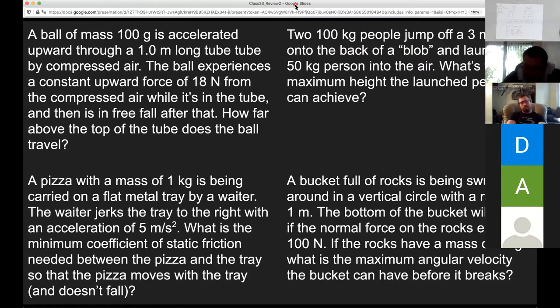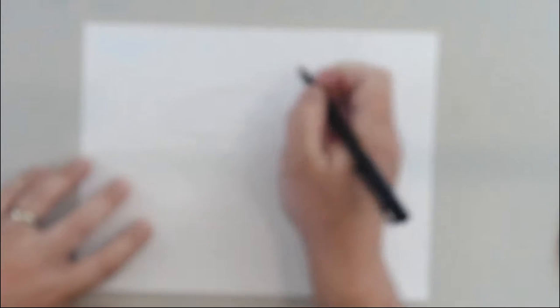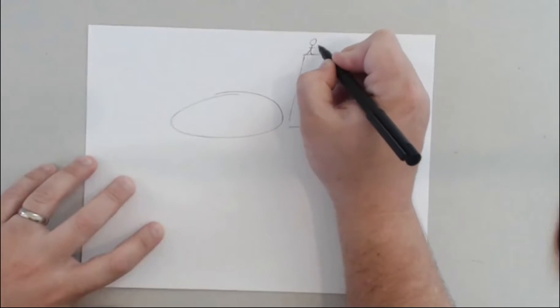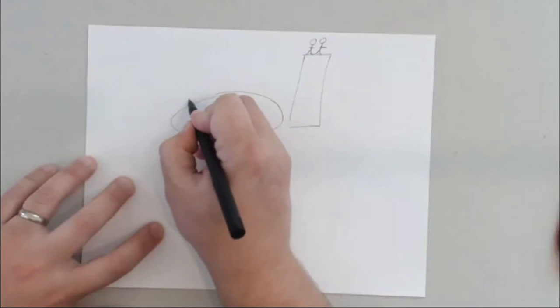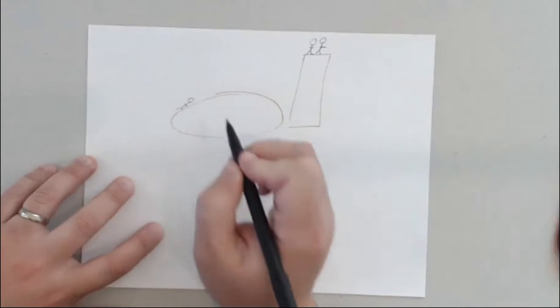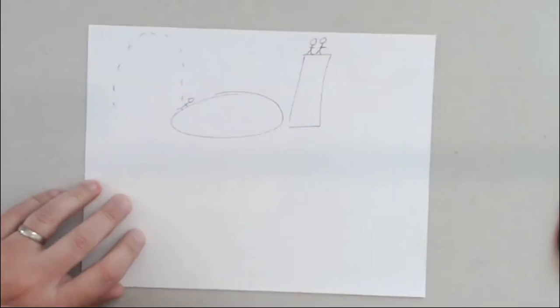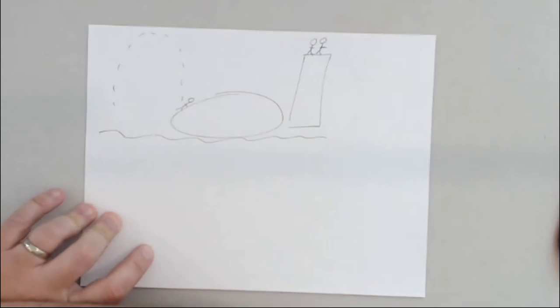Okay, let me stop sharing my screen and we'll come over here and work this thing. So, does this system actually conserve energy? All right, we've got our blob. We've got people on a tower. And we've got a person over here. And they're going to get shot off into the air. Does this system actually conserve energy?